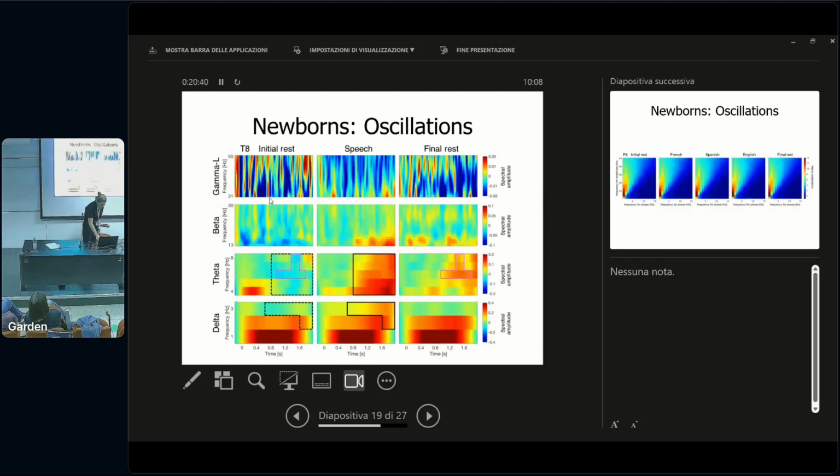Another thing I would like to show you is that now we collapse across all 3 languages, and you see that there is greater power in these slower bands.